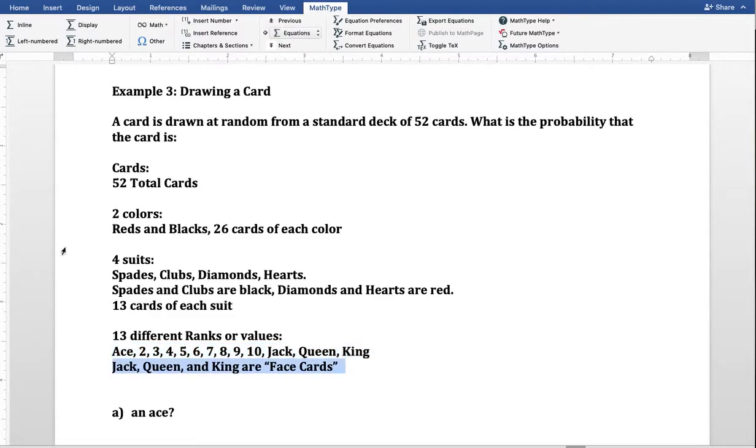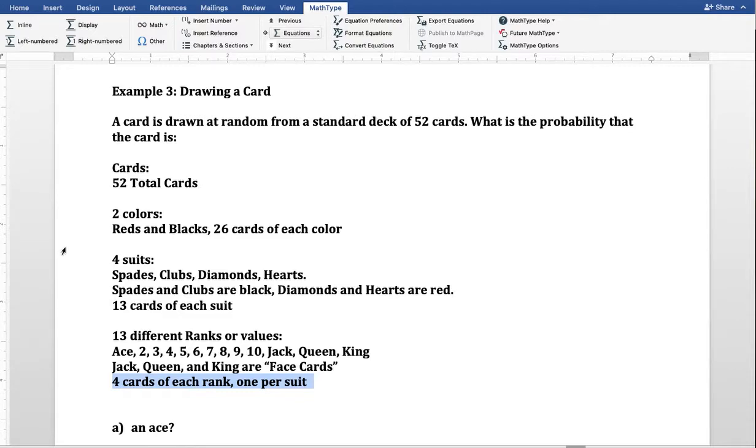Specifically, those jack, queen, and kings are face cards. The ace is not a face card, but jack, queen, king. Those are the 13 different ranks or values. There is one of each of those per suit. So we have 4 cards of each rank, 1 per suit. So there is an ace of spades, an ace of clubs, an ace of diamonds, an ace of hearts. We've got those different values.